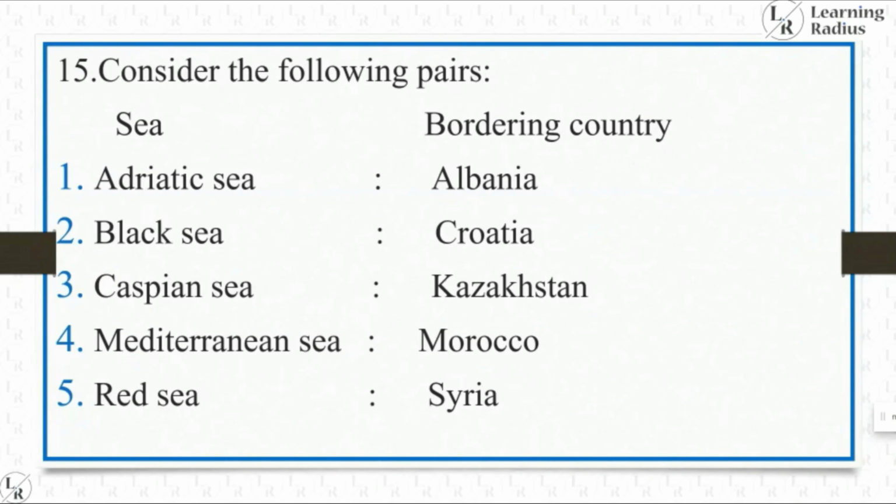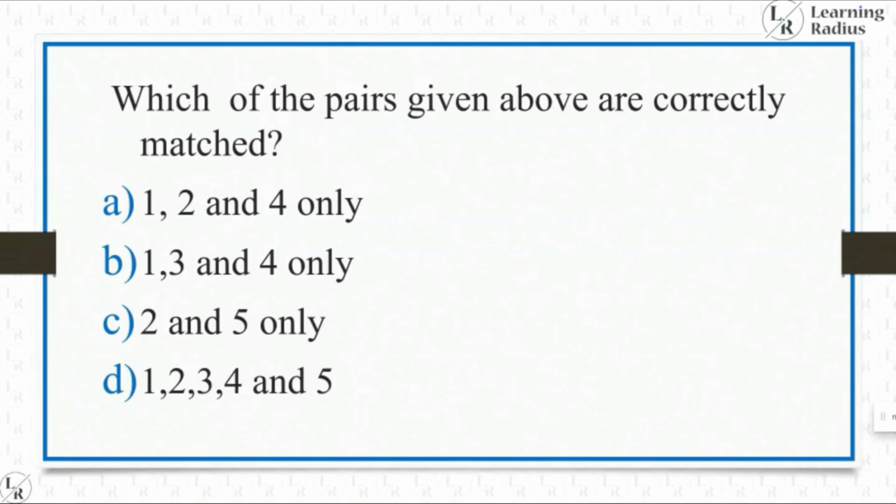Next question, consider the following pairs: Adriatic Sea, Black Sea, Caspian Sea, Mediterranean Sea, Red Sea. Bordering country: Albania, Croatia, Kazakhstan, Morocco and Syria. And UPSC's question is, which of the pairs given above are correctly matched? 1, 2 and 4; 1, 3 and 4; 2 and 5; 1, 2, 3, 4 and 5.